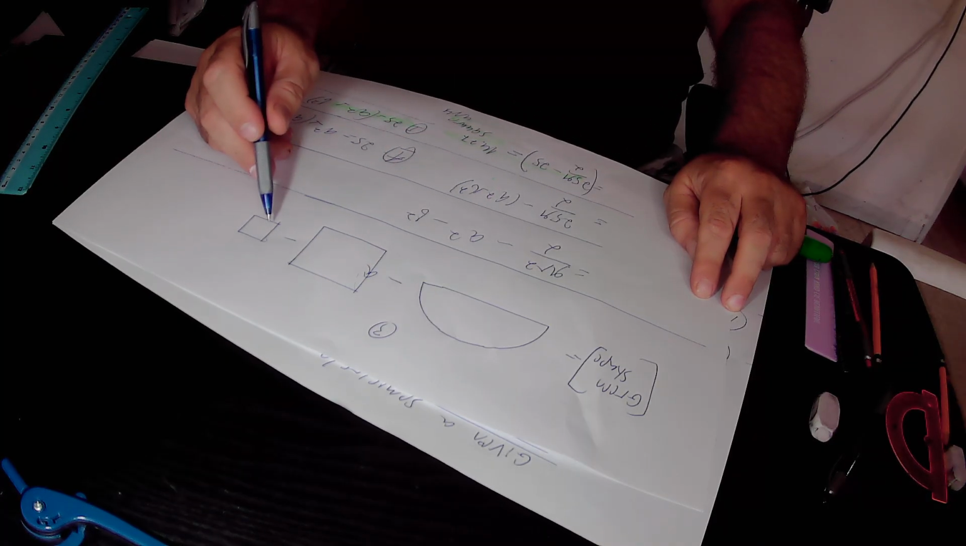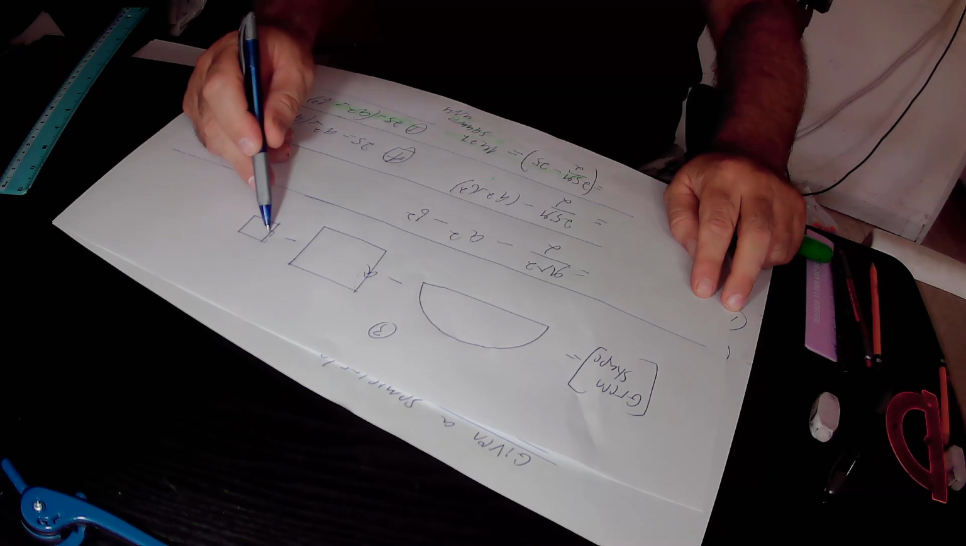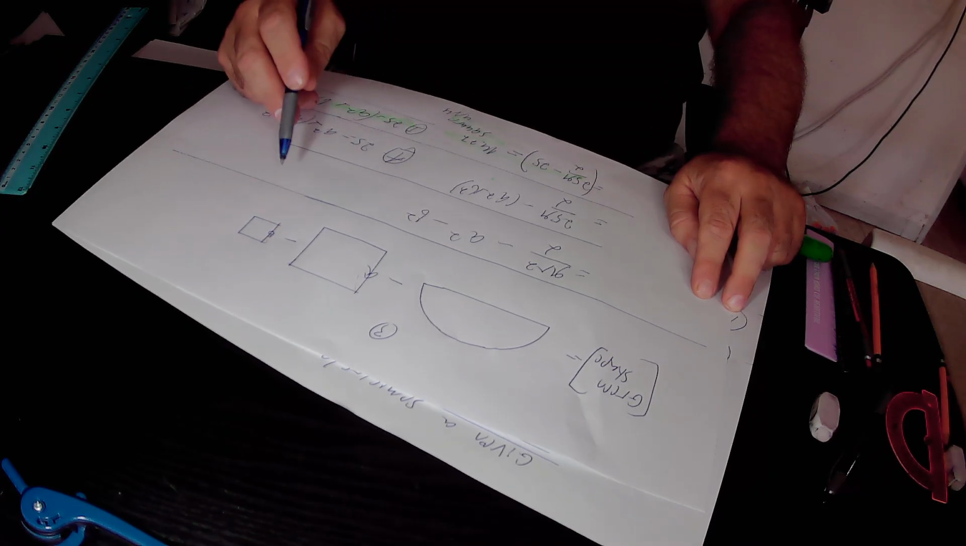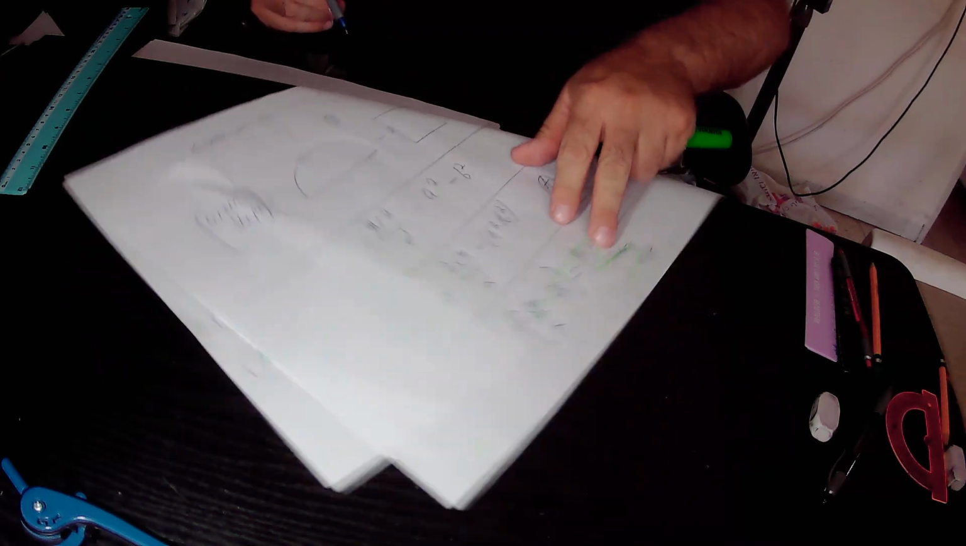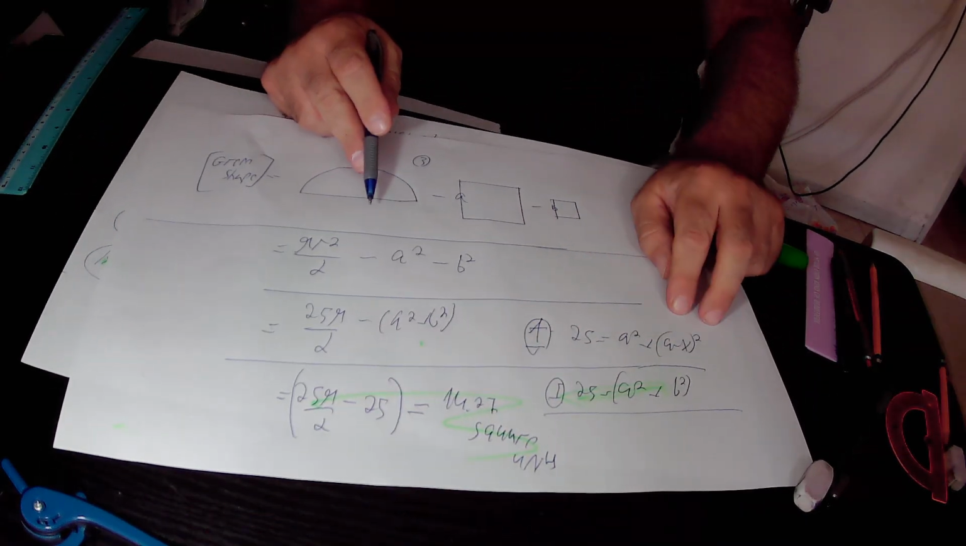Minus the area of the small square. One side of the small square is equal to b. Therefore, the area of the small square must be equal to b squared. So in total, we found out that the area of the green shape equals pi r squared over 2 minus a squared minus b squared.